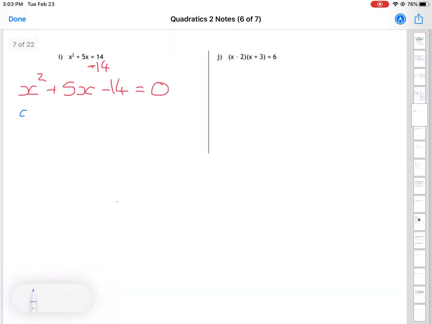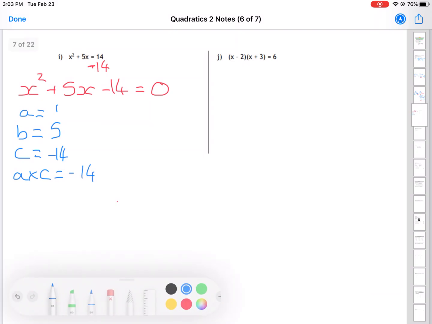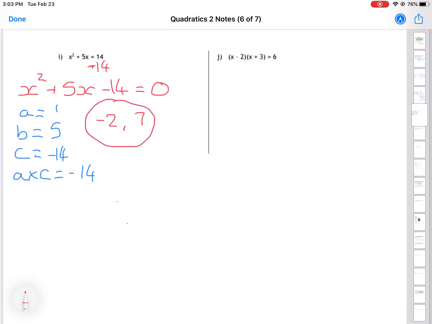We now have all the conditions to do a, b and c, a times c and so on, and continue down. So a, b and c are 1, 5 and minus 14. A times c is minus 14. Numbers that multiply to give you 14, probably going to be 2 and 7. I need one of them to be negative. It has to be negative 2, since negative 2 plus 7 gives me the 5 in the middle for the b. So x squared, replace those two in, so make it minus 2x plus 7x minus 14.